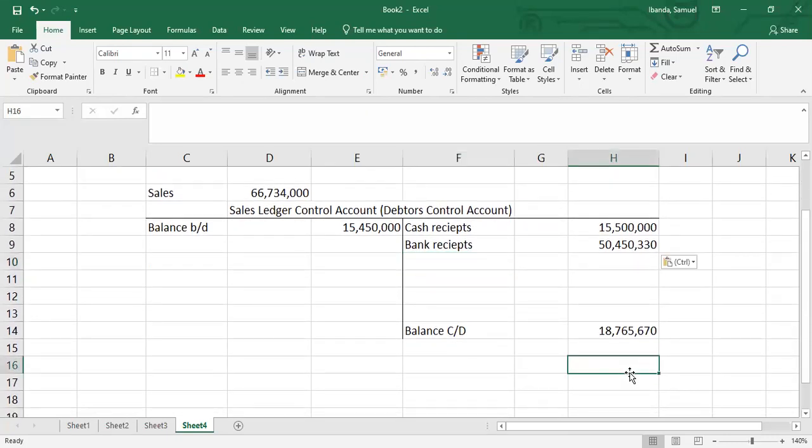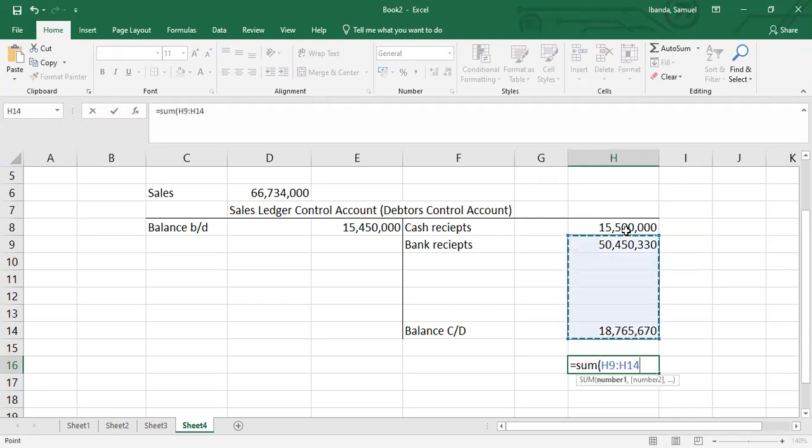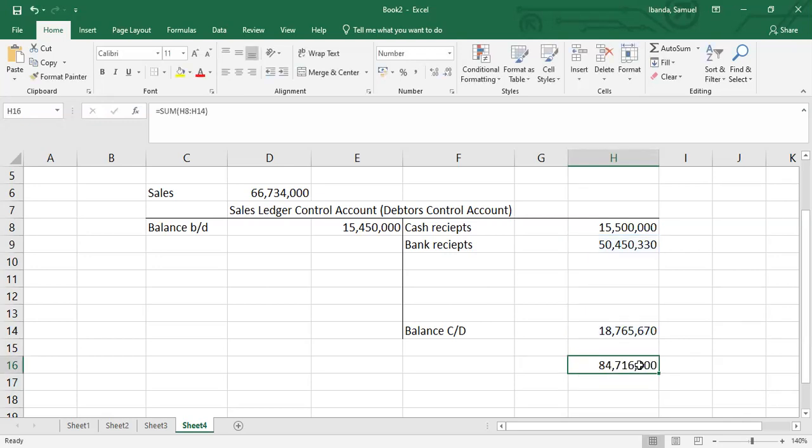But as you can see, when I try to add this side, let me just put an equal sign here. So when I try to add this side, I get 84 million. And then when I try to add the other side, you see, it only has 15 million, okay? It only has 15 million.